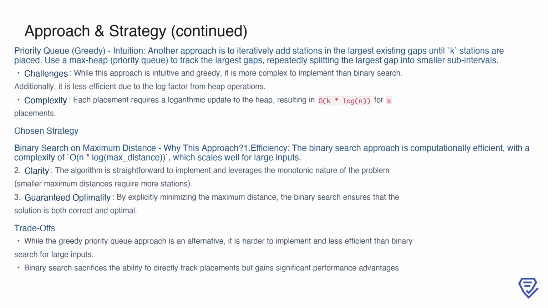It is more efficient, with a complexity of O(n log(max_distance)), and easier to implement. The binary search method also leverages the monotonic nature of the problem, where smaller maximum distances require more stations, ensuring a clear and systematic strategy. Another significant advantage is that it guarantees an optimal solution while still being computationally efficient. The greedy priority queue approach, while valid, is less practical for large-scale inputs.